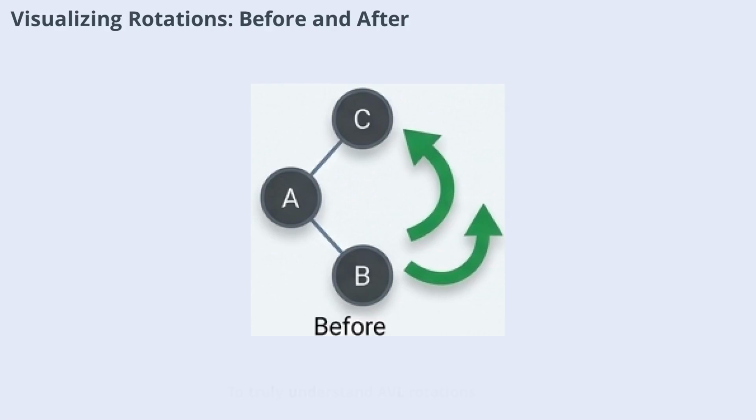To truly understand AVL rotations, it helps to visualize the tree before and after each operation. These transformations show how balance is restored, keeping the tree's height optimal and operations efficient. Mastering these concepts is essential for anyone working with self-balancing trees.